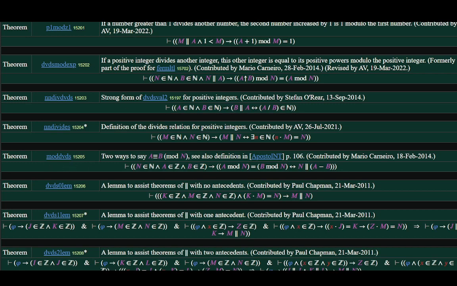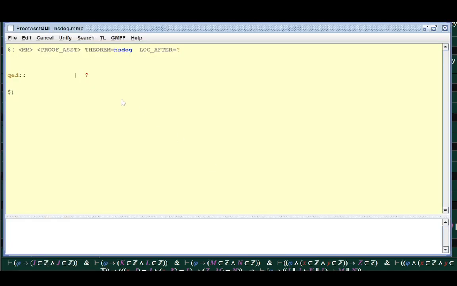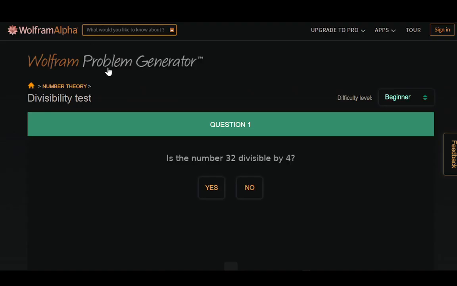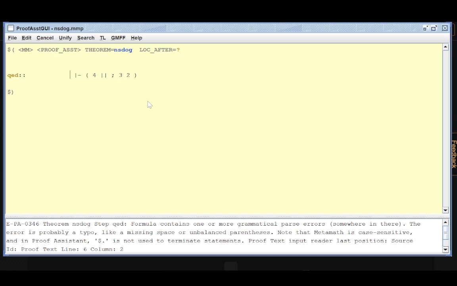So that's called DVDS01 lem. Okay, so QED, I want 4, and I don't know how to write divides. I wonder if that's correct. So is that the question it was asking us? Is 32 divisible by 4? So does 32 divide 4? Is that right?